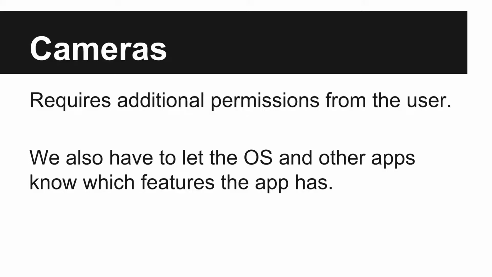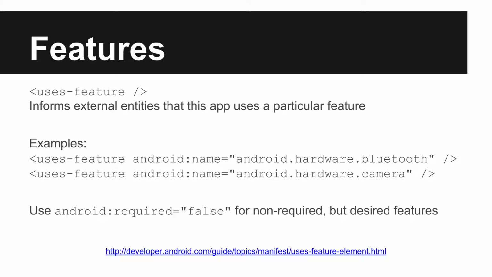We also have to let the operating system and other apps know which features the app is using so that it can be displayed in the Google Play Store, and also because other apps may need to know what features you're using. We tell the Android operating system that our app uses a particular feature by using the XML tag uses_feature in our Android manifest file. Some other examples of uses_feature are Bluetooth capabilities and, of course, our camera feature. You may also choose to use an additional attribute, android:required="false", for non-required features.